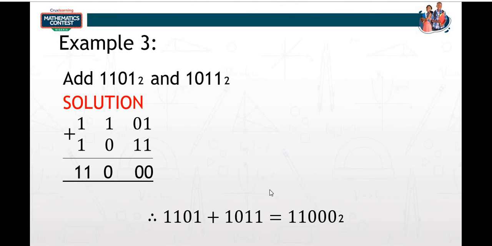So I repeat, 1 plus 1 is 10. You write the 0, carry 1 over to the side, becomes 1 here. 1 plus 1 is 10 again. Write 0, carry 1 over, becomes 1 plus 1, and that will give us 10. Write 0, carry 1, 10 plus 1 is 11. So we have 11000 base 2 as our result. Try it over and over until you master it.